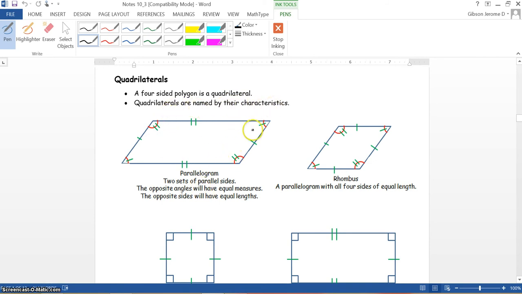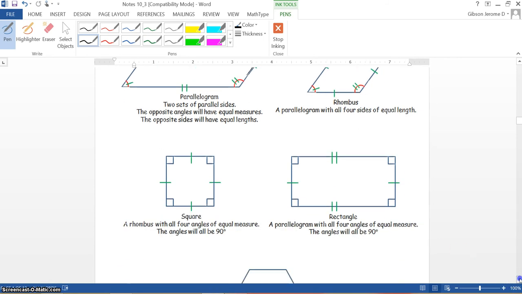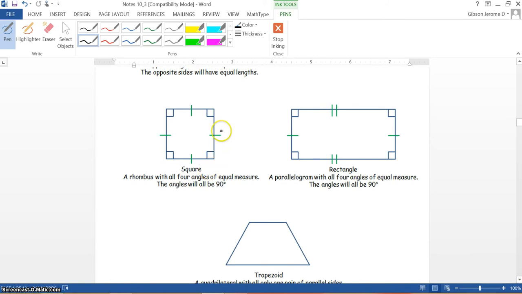For instance, here you notice we have slanted sides where the opposite sides are congruent. That's a parallelogram. We have a rhombus. All the sides are slanted, but all the sides are of equal length. And we have a square. We have equal angles, equal length of each side. We have a parallelogram of all 4 angles of equal measure. The angles will all be 90 degrees.